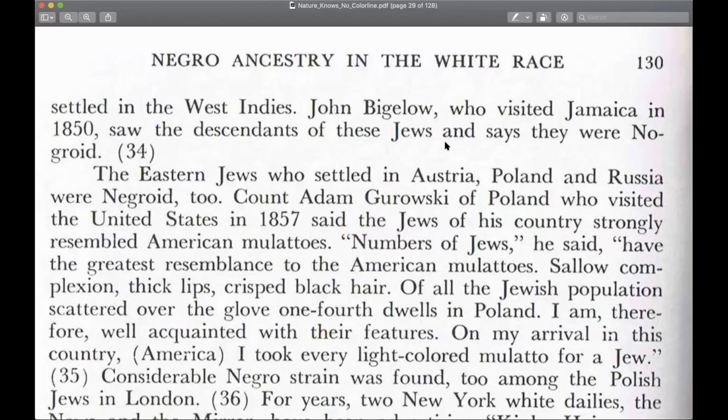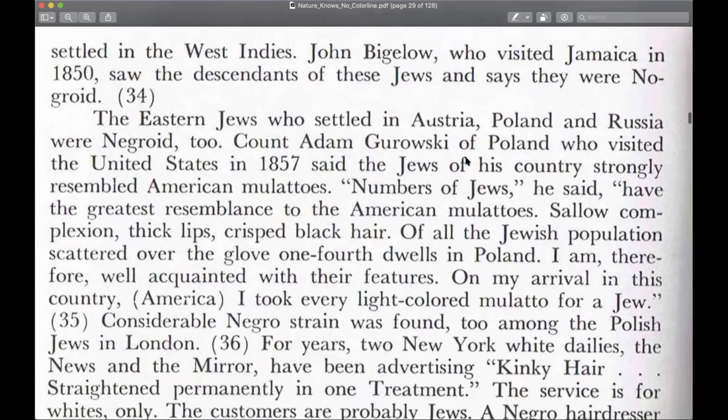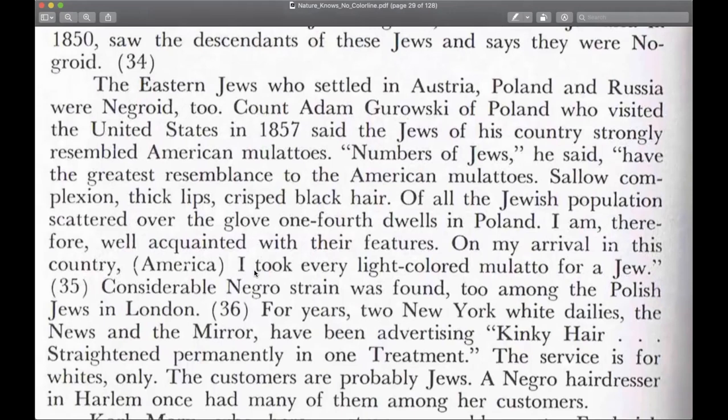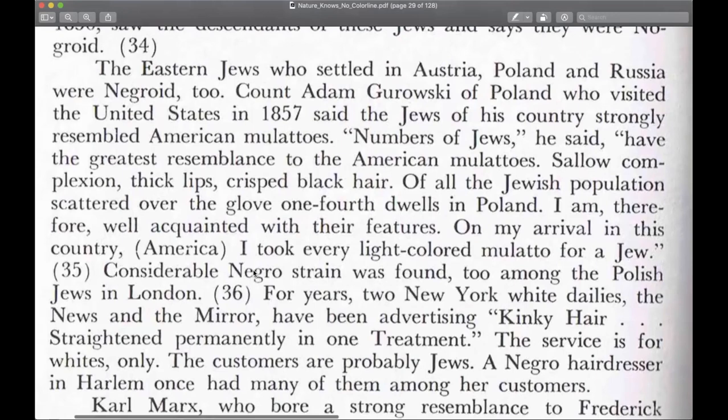The Eastern Jews who settled in Austria, Poland, and Russia were Negroid too. Count Adam Gurowski of Poland, who visited the United States in 1857, said the Jews of his country strongly resembled American mulattoes. Numbers of Jews, he said, have the greatest resemblance to the American mulattoes: sallow complexion, thick lips, crisp black hair. Of all the Jewish population scattered over the globe, one quarter dwells in Poland. I am therefore well acquainted with their features. On my arrival in this country, America, I took every light-colored mulatto for a Jew.